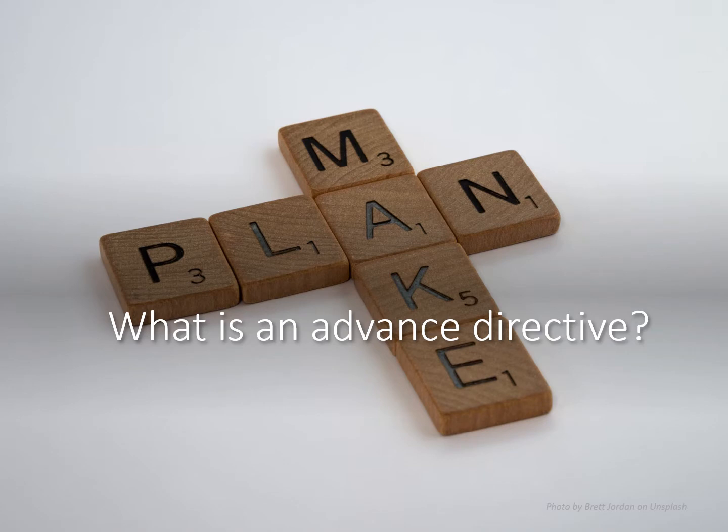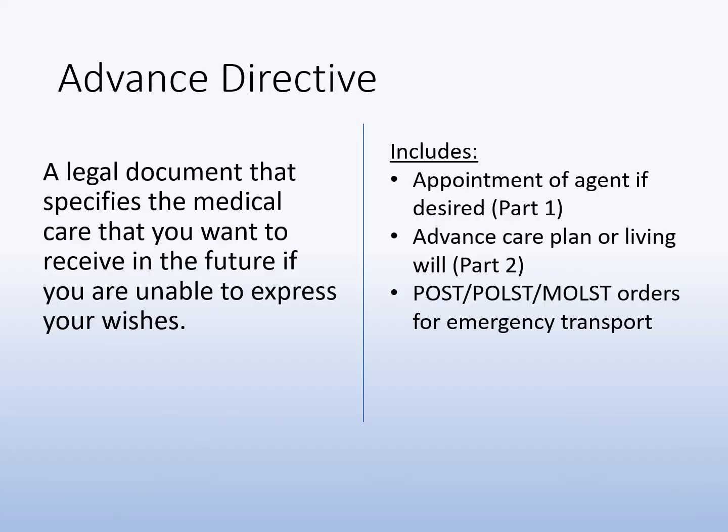Okay, so first off, the question is, what exactly is an advanced directive? Simply put, an advanced directive is a legal document that will specify the medical care that you want in the future if you're unable to express your wishes. So it's essentially a plan for the future, and you are dictating what you would want to have done in different situations. Different states have different forms of advanced directives, but they all include these things right here on the right side of the page.